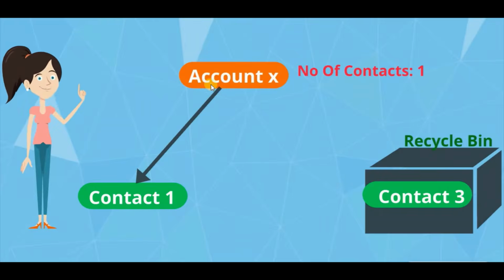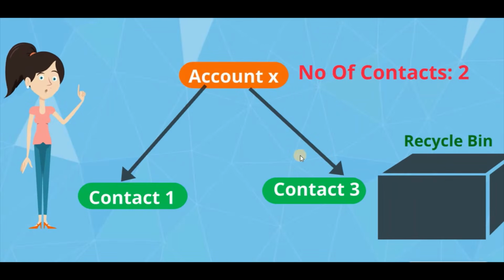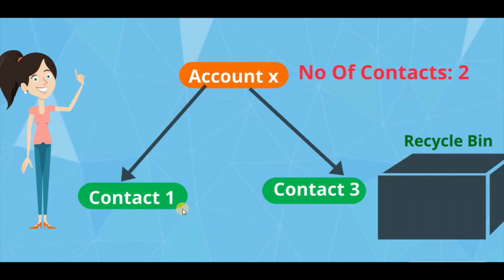Here comes the next scenario. Account X is currently holding contact 1, which means the number of contacts will be 1 on the account record, correct? Now let's say contact 3, which was associated with account X, has been deleted. However, after undeletion, it will get reassociated with account X, and the number of contacts has to be incremented by 1 again. So after it gets undeleted, account X will have contact 1 and contact 3, and the number of contacts is 2.